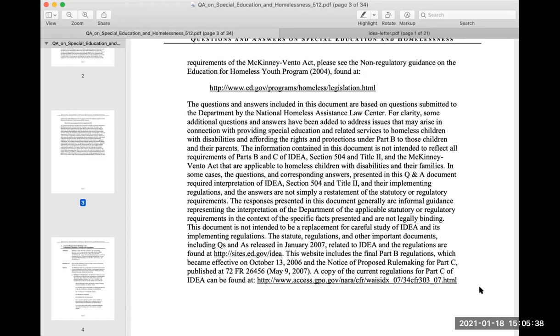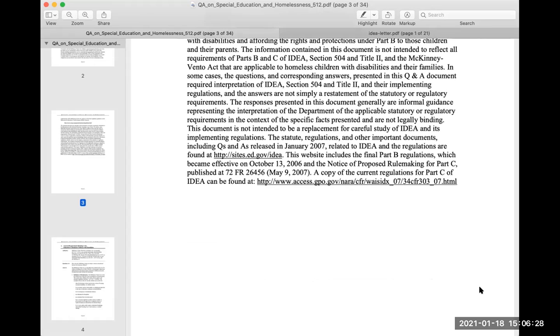The statute, regulations, and other important documents, including Q&As released in January 2007, related to IDEA and the regulations are found at http://sites.ed.gov/IDEA. This website includes the final Part B regulations, which became effective on October 13, 2006, and the Notice of Proposed Rulemaking for Part C, published at 72 FR 26456, May 9, 2007. A copy of the current regulations for Part C of IDEA can be found at http://www.access.gpo.gov/NARA/CFR/WAISIDX_07/34CFR300307.html.